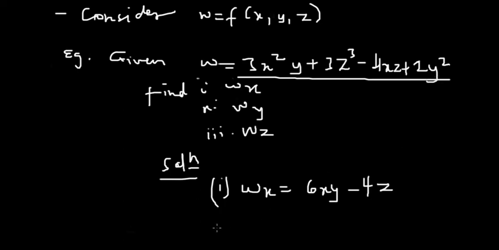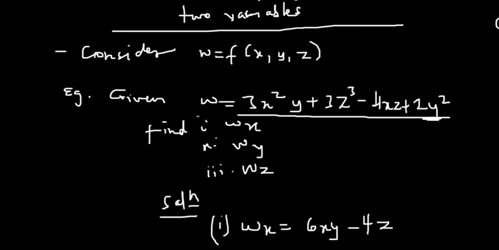Now let's take the second one. We are partially differentiating with respect to y. So we have 3x squared, because we have y over here, and we don't have any y over here, but we have y over here. So this goes to 0, this goes to 0. So we have plus 4y, because we have y over here.